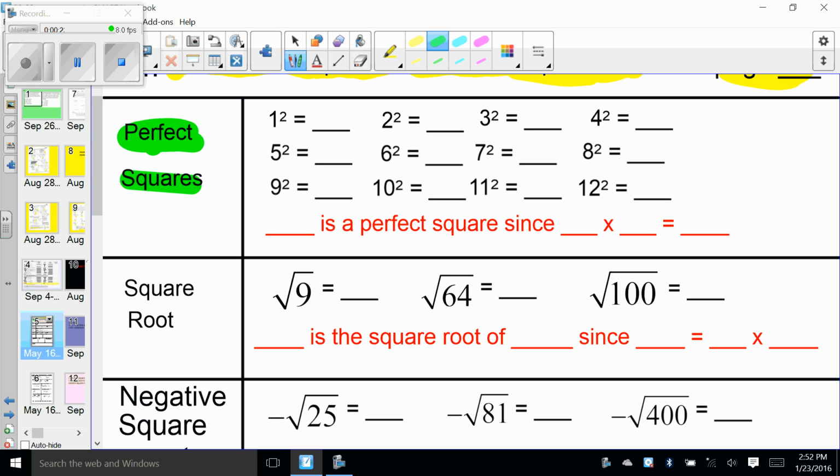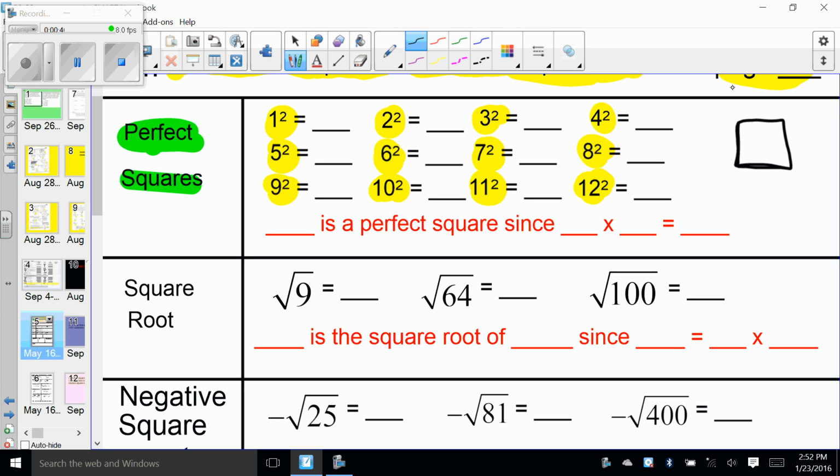Well, as you can see, these are the perfect squares. 1 squared, 2 squared, 3 squared, 4 squared, 5 squared, 6 squared, and so on. All of these, I'll highlight all of them, are what we call perfect squares. Hopefully you recognize a pattern there and that you would be able to continue that pattern to 13 squared, 14 squared, 15 squared. So what we're really saying is a perfect square is a square.